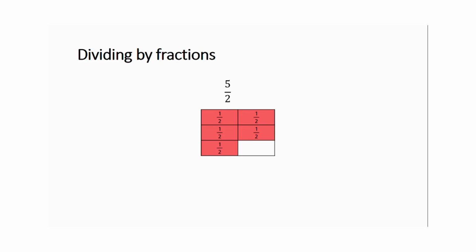Now what about 5/2 divided by 1/4? So in our visual representation, you can see that there are 5/2. We can count them. 1, 2, 3, 4, 5. Okay. And we're dividing them into groups of 1/4. Looks like there are 10/4.